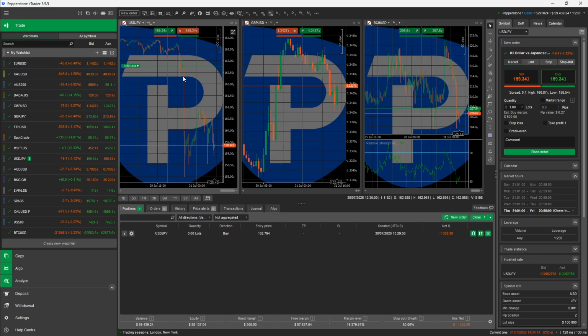Start by selecting the first trading instrument that you want to compare. In the Watch List, review the bid price, the ask price, and the daily price movement for that instrument. This gives you a quick snapshot of its current market position and how it is performing during the day.